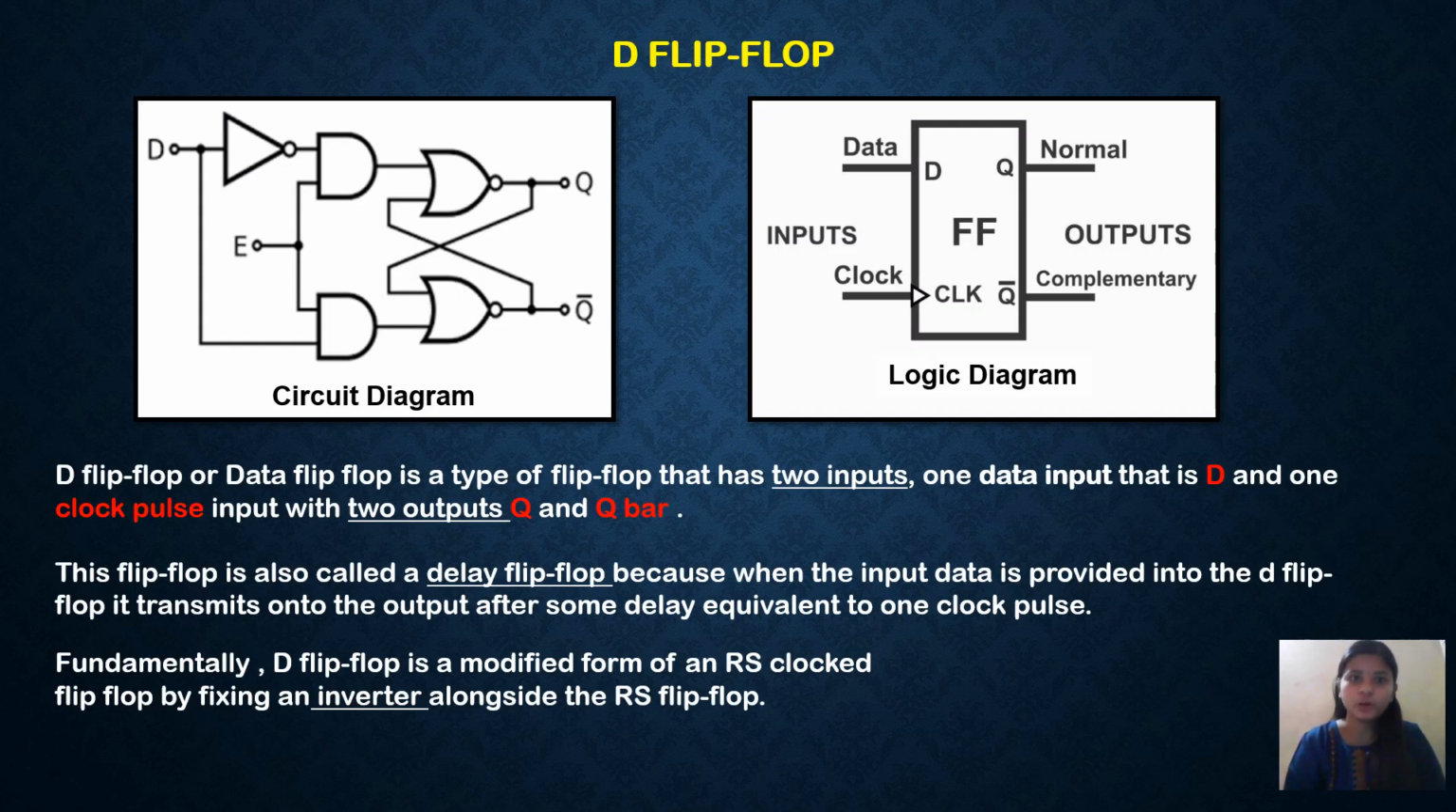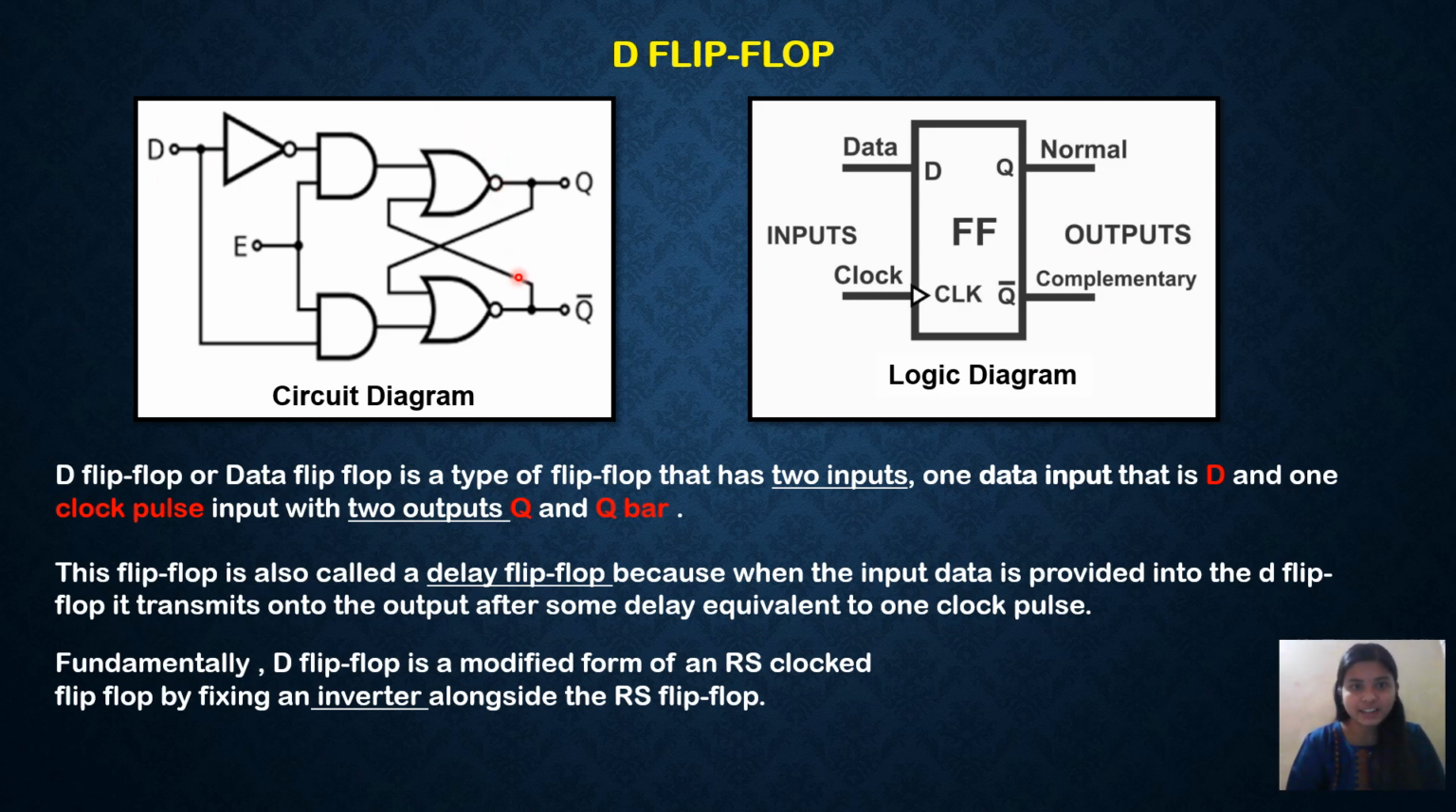D flip-flop, also called a data flip-flop or delay flip-flop, is a flip-flop having two inputs, one data input and a clock pulse, and two outputs, Q and Q bar. Q bar is nothing but the complement of output Q. I just mentioned that the flip-flop is also called a delay flip-flop. It is because when the input data is given, it is transmitted to the output after one clock pulse delay.